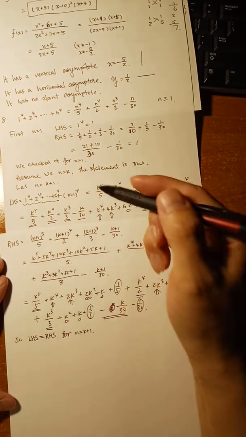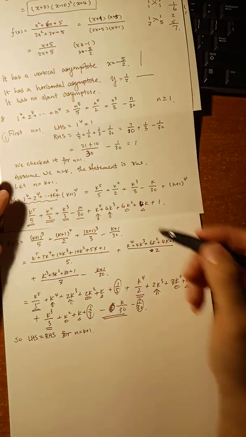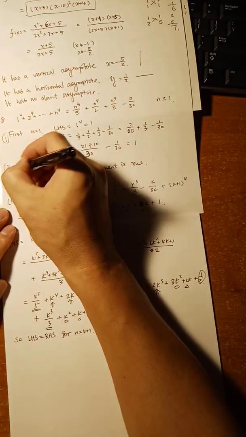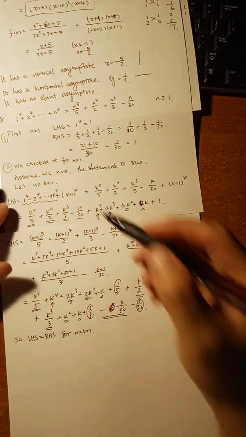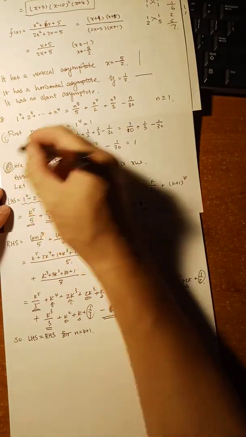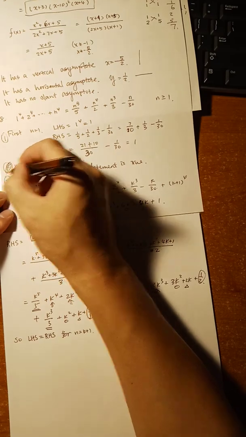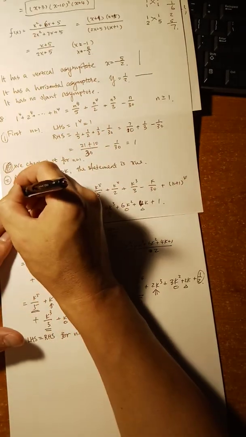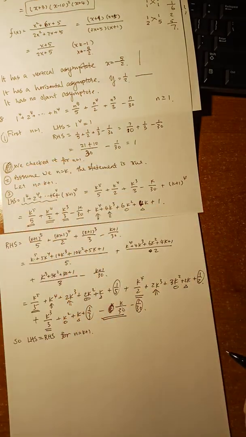All right, so we have 3 steps. Step 1, we examine or check the situation when n is equal to 1. And step 2, we do assumption. We assume when n is equal to k, the statement is correct. And step 3, we examine the situation when n is k plus 1.